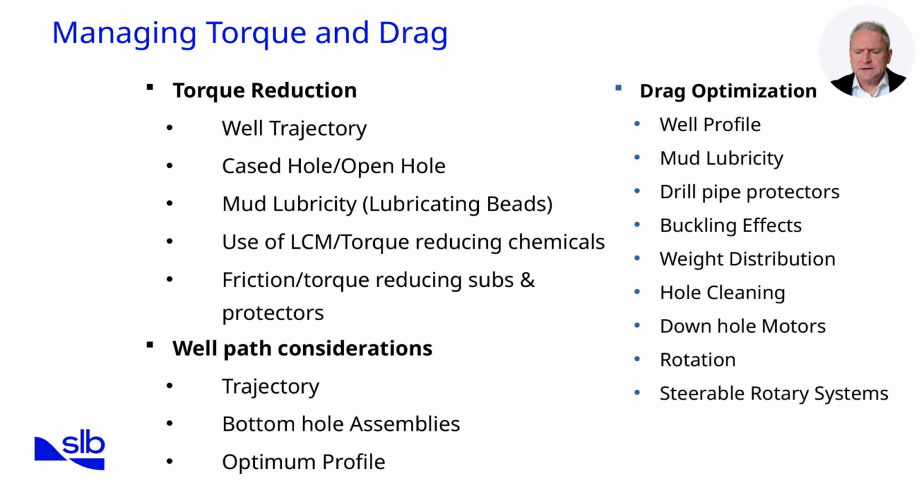Finally, drag optimization. Here the focus is on axial drag. The well profile itself determines side forces, so smoother paths minimize drag. Mud lubricity is again vital, reducing sliding resistance. Drill pipe protectors reduce casing wear and distribute contact forces. Engineers must also consider buckling effects, since buckled pipe greatly increases drag. Proper weight distribution across the string helps maintain stability.